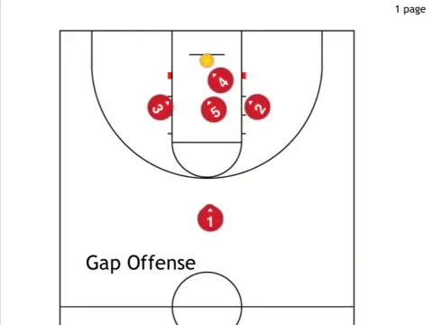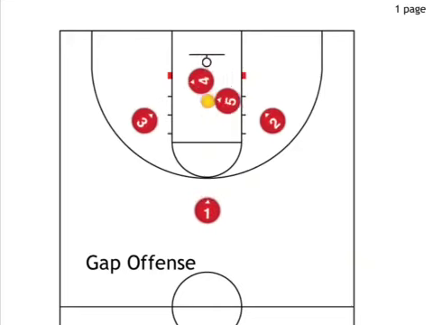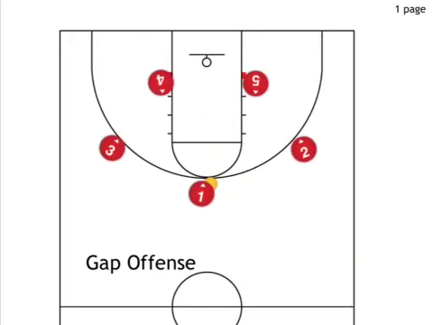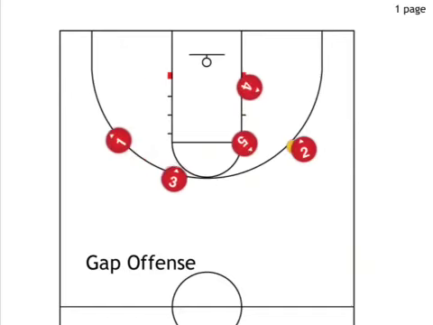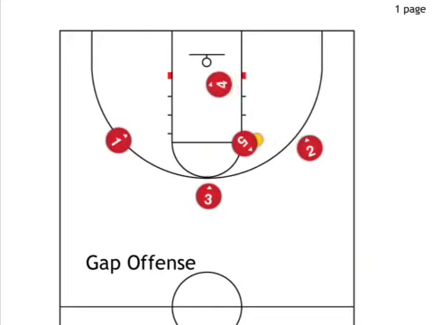So that is our gap offense. I'm just going to put that in slow and let you see the pattern of it. Here it is: pass wide, screen away, high to low movement from the post players. Okay, pass into the post, look for the back door. It's not on, we're reversing it.